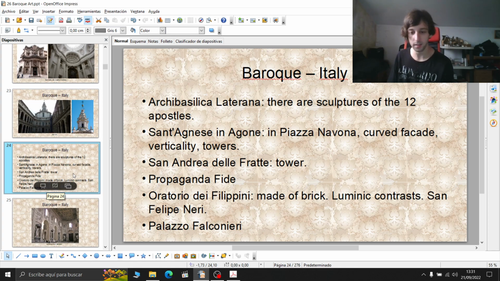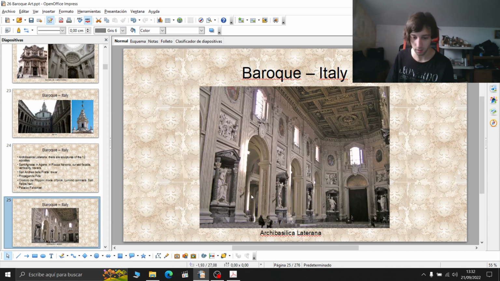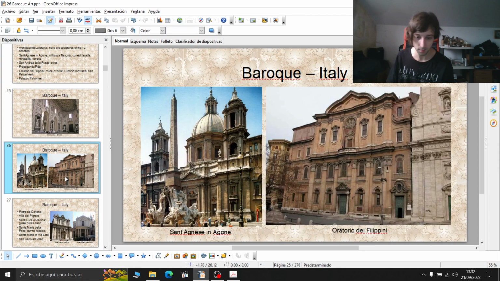Archibasilica Laterana, with sculptures of the 12 Apostles, Sant'Agnese in Agone in Piazza Navona, curved facade, vertical towers, Sant'Andrea delle Fratte, a tower, Propaganda Fide, Oratorio dei Filippini, made of brick, with luminic contrast, also called San Filippo Neri, and Palazzo Falconieri. Here, the Archibasilica Laterana, Sant'Agnese in Agone, and Oratorio dei Filippini.